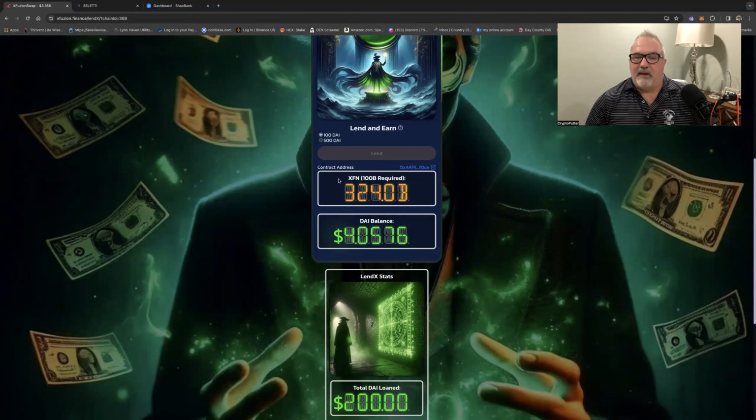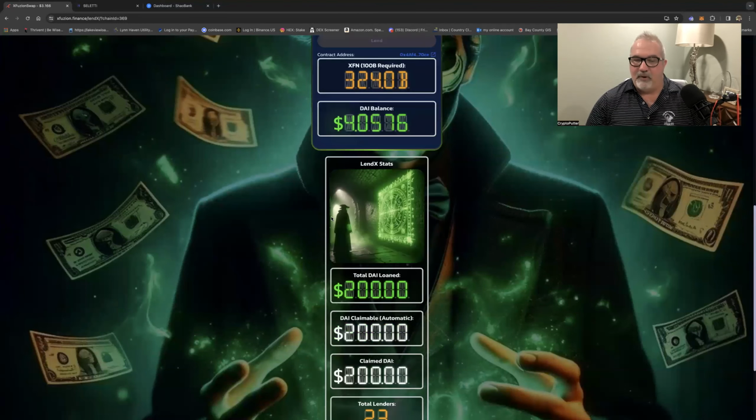Lendex is something that is phenomenal. So, an XFN. You've got to have at least 100 billion to get into it. 100 billion XFN is probably the equivalent of $5 or $6, maybe 10 at the most. Then you also have to have 100 DAI. DAI at the time when I got into this was basically 1 to 1, and I chose 100 DAI on here, and you're basically lending it to the project.